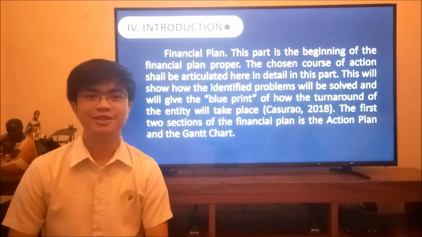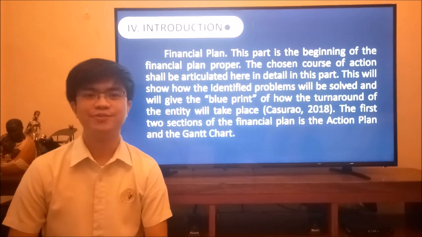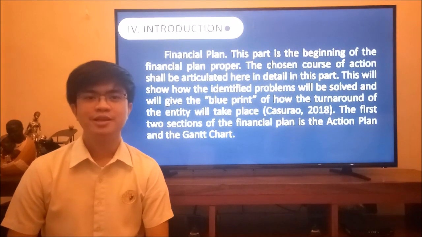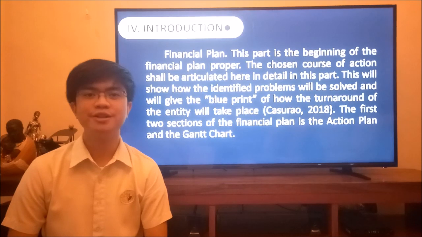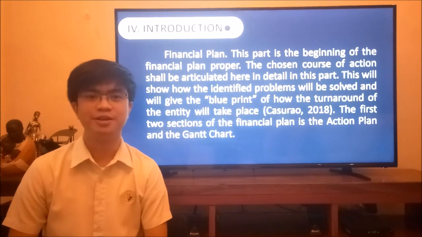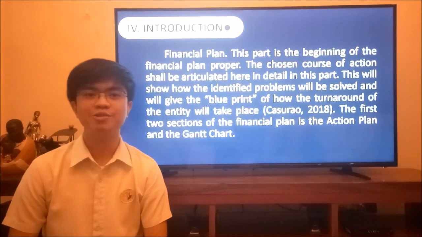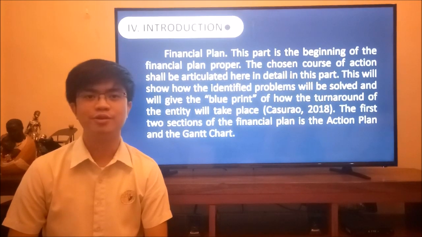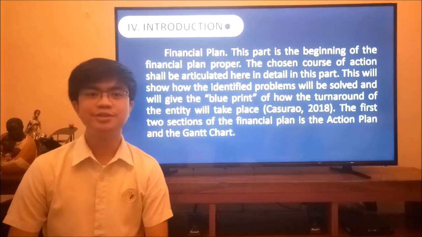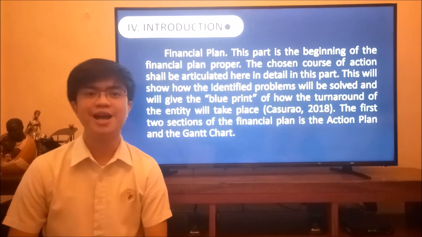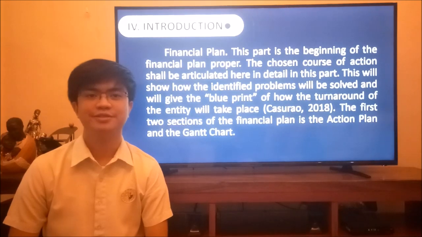As per Dr. Kasurao, this part is the beginning of the financial plan proper. The chosen course of action shall be articulated here in detail. This will show how the identified problems will be solved and will give the blueprint on how the turnaround of the entity will take place. The first two sections of the financial plan are the action plan and the Gantt chart.